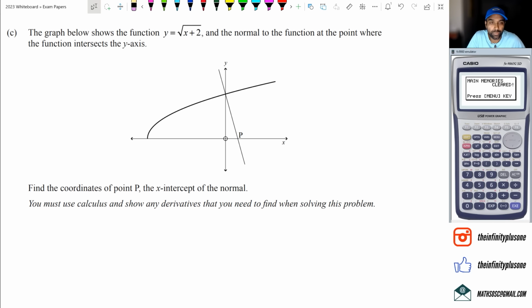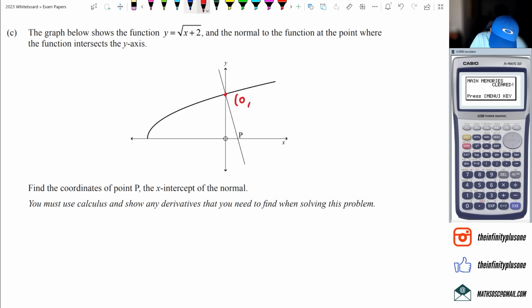But anyway, here we are at question 1c. So what we've got here is a graph, and a normal to the function. Okay, so I guess the first step is we've got to try and figure out what this point right there is. Now we know the x coordinate for that point is going to be 0, and we actually need to figure out what the y value is.